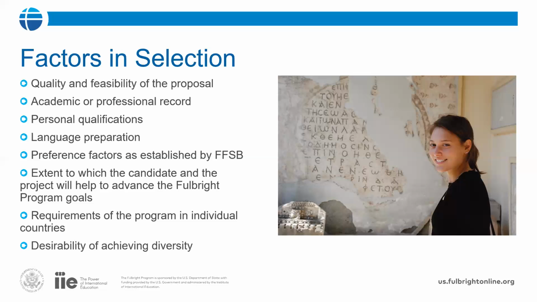Personal qualifications, language preparation. These are preference factors as established by the FFSB. So those are the preferences that the countries have. And if they have strong preferences, those are usually listed on the Fulbright website for that country page. So it's not a hidden thing what those preferences are, but they do change from year to year. The extent to which the candidate and the project will help to advance the Fulbright program goals, remember, mutual cultural understanding. Is your project going to help that? Keep that in mind.